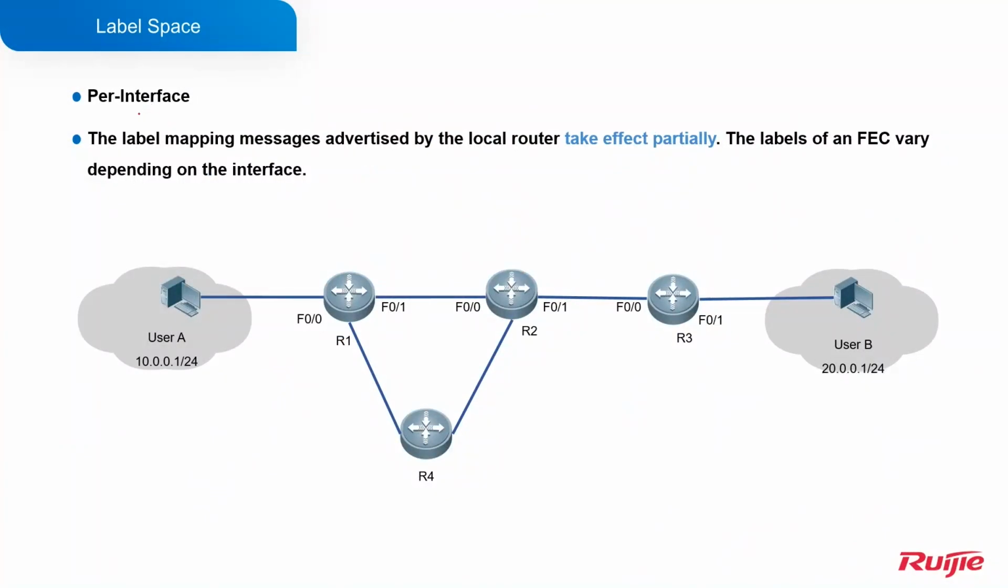And another one is per interface. That means the label mapping message advertised by the local router takes effect partially. The labels of an FEC vary on different interfaces. Also in the same topology, for the same FEC 20.0.0.1, if you have two interfaces to establish sessions with different neighbors, we will use different labels, 100 and 200. This is the difference.